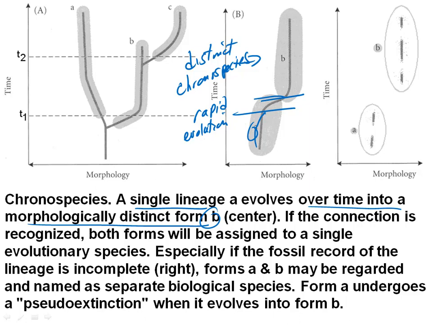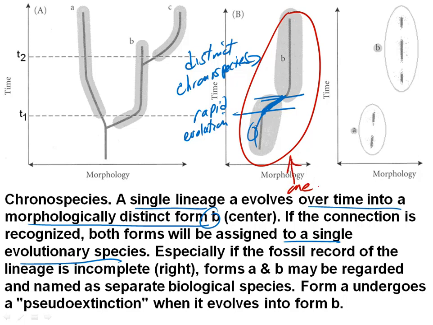They're claiming now, the author's claiming, if the connection is recognized, if it's recognized that B is connected with A here, then they'll be seen assigned to a single evolutionary species. So in other words, I'm going to grab another color. For B, this would then be, according to this author, this is one interpretation, one species.